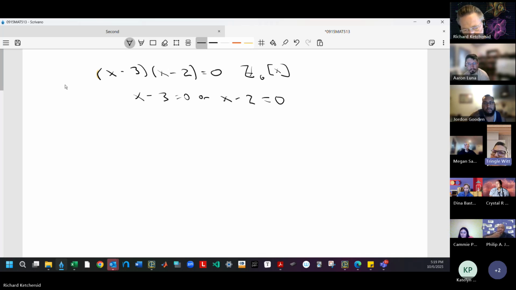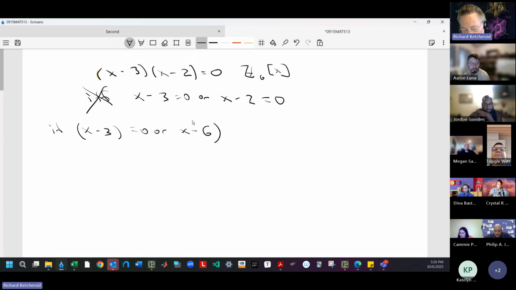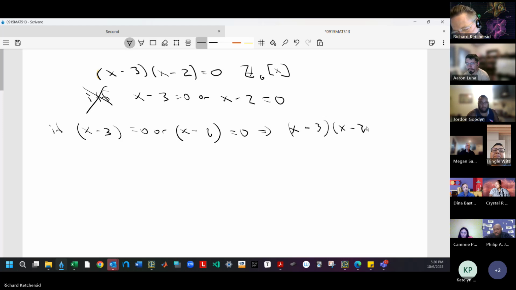Although that's certainly true, correct? Well, this is not true, right? It would be true that if one of these things happened, I mean, so this is true. So if X minus 3 equals 0, or X minus 2 equals 0, then X minus 3 times X minus 2 is equal to 0, right? But the other direction, right? So it may or may not be true here. I didn't think about it. Let's think about it.